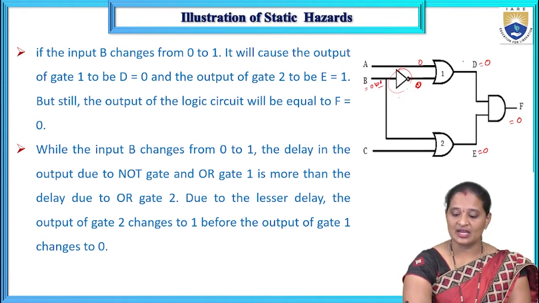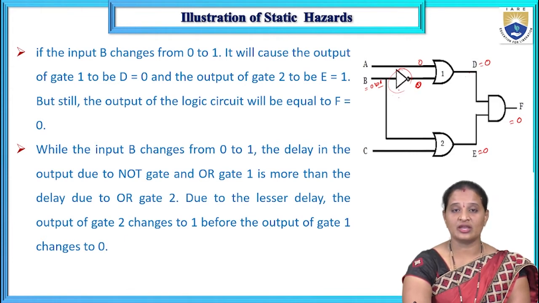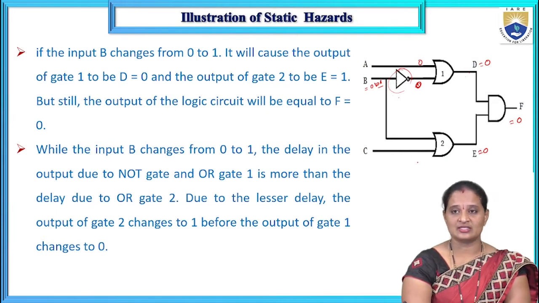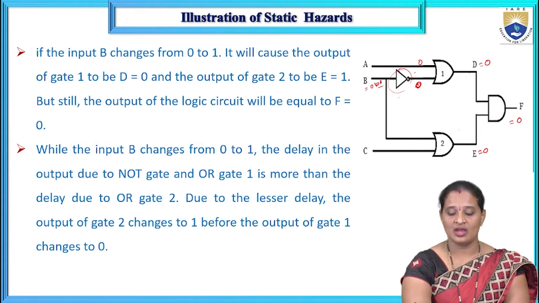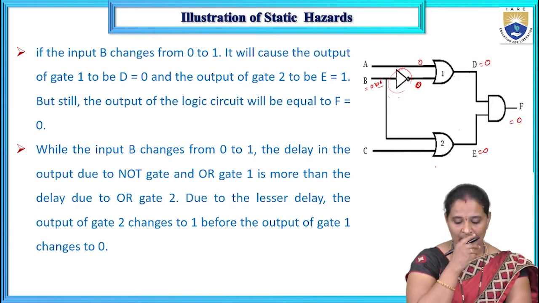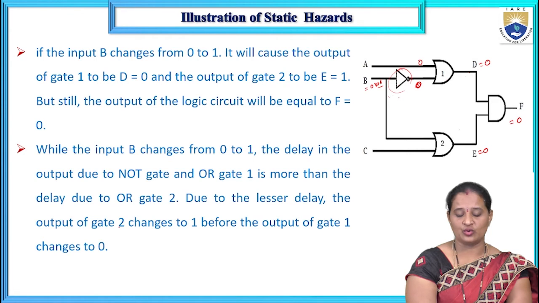So in order to get its complement, the inverter will take some time. That means the delay of this OR gate is the delay of the inputs to propagate, and also it has to wait for the output of the NOT gate. Whereas we don't have any other gates in the second OR gate's input circuit. That is why the delay of OR gate 2 is less than OR gate 1, because OR gate 1 has to wait for the output of the inverter. So due to the lesser delay, the output of gate 2 changes to 1.